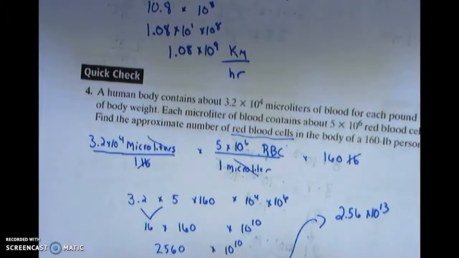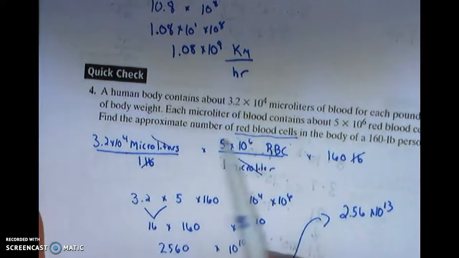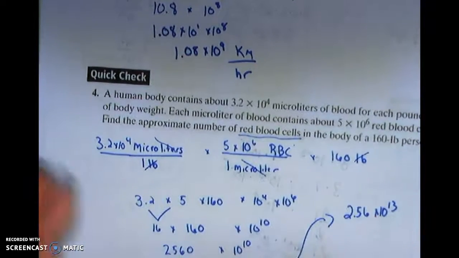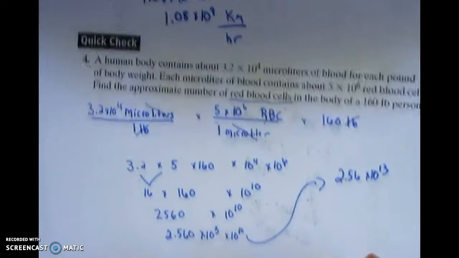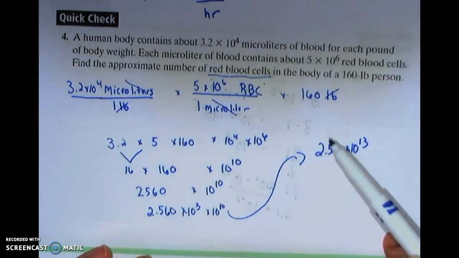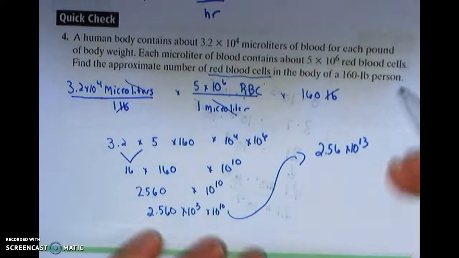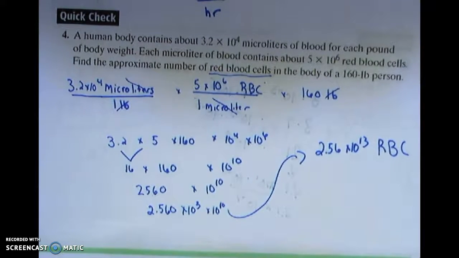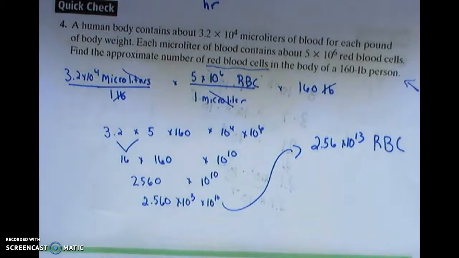So this tells me I set the problem up right, I can do the math accurately, and then multiply my numbers together. There's no guessing whether you multiply or divide. The units and the problem set it up for you. After we compute all of our values here, we're left with 2.56 times 10 to the 13th RBCs. Okay? Again, this is probably the example you're going to want to focus on, the application. We'll do some examples in class.